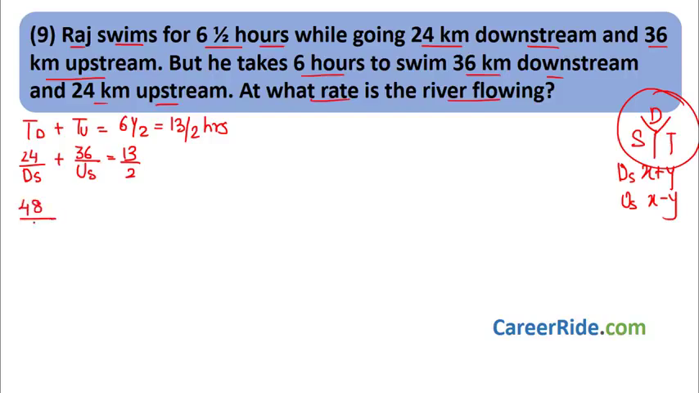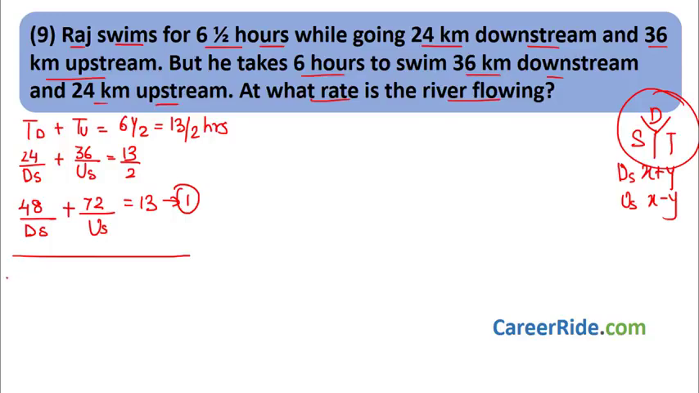Multiply by 2. 48 upon downstream speed plus 36 into 2 is 72 upon upstream speed equal to 13. This is equation number 1. Now this is the first case which they have given, right? From the first case we have derived this much. Now they have given a second case also. What is the second case?